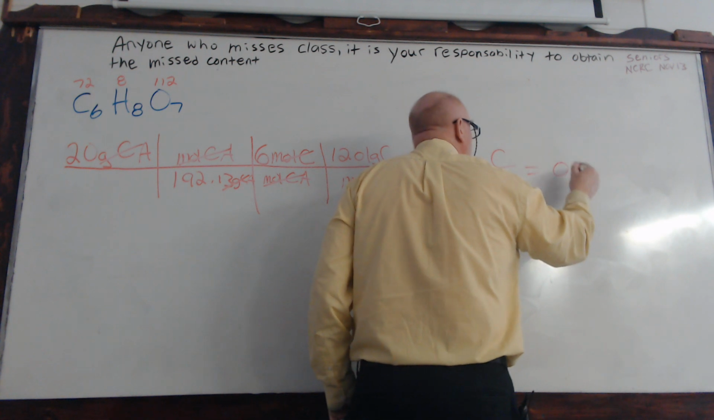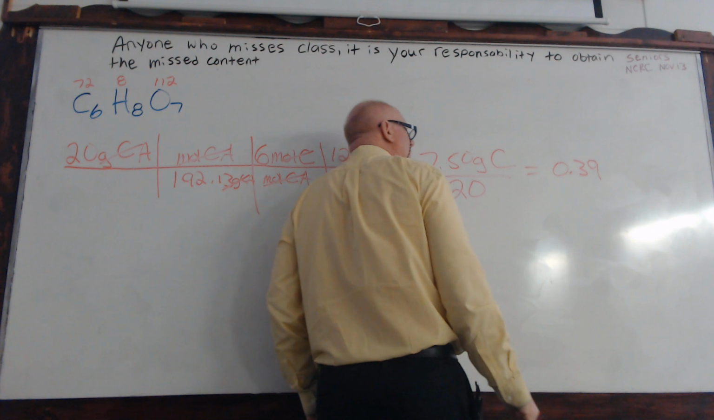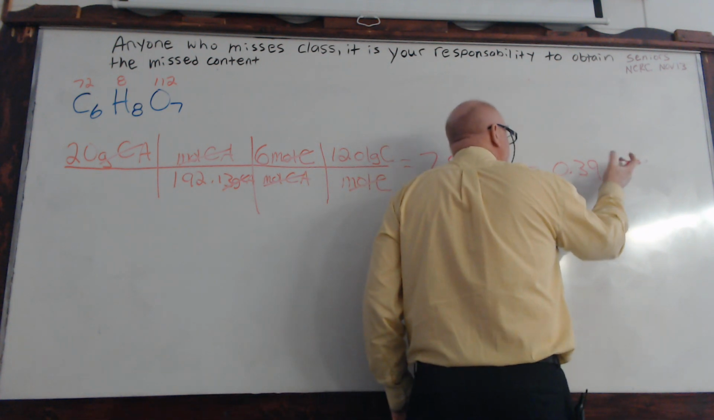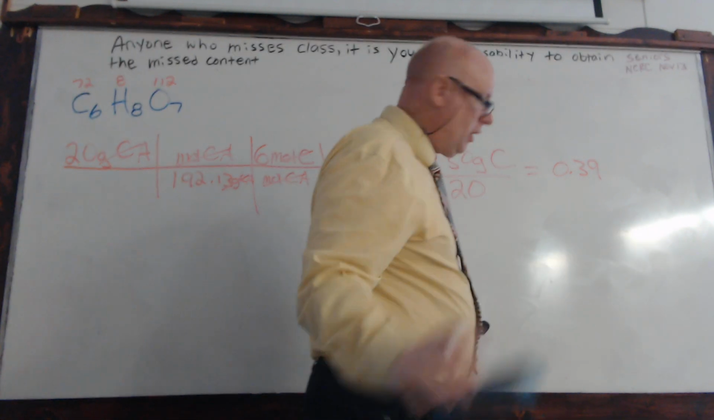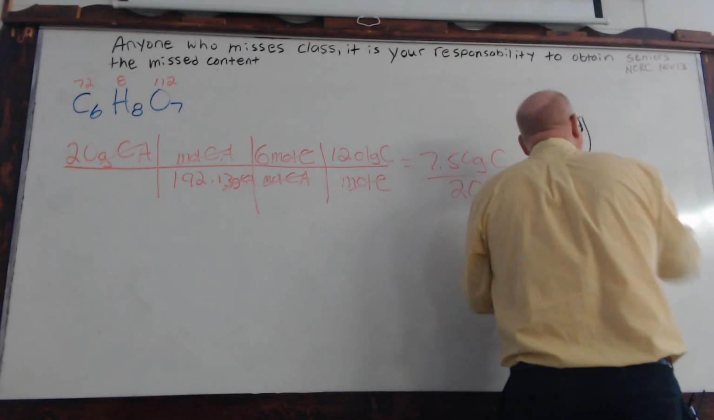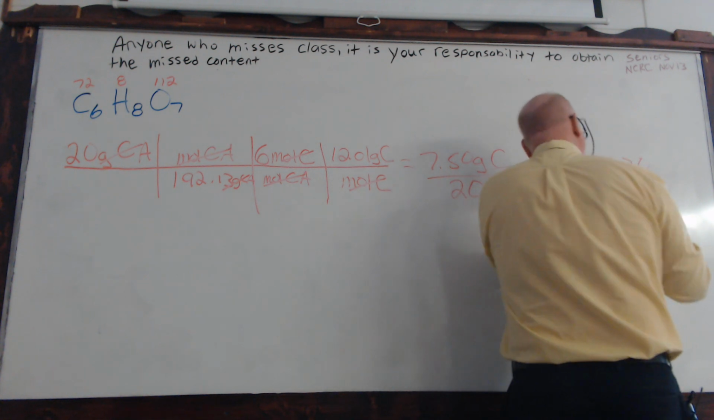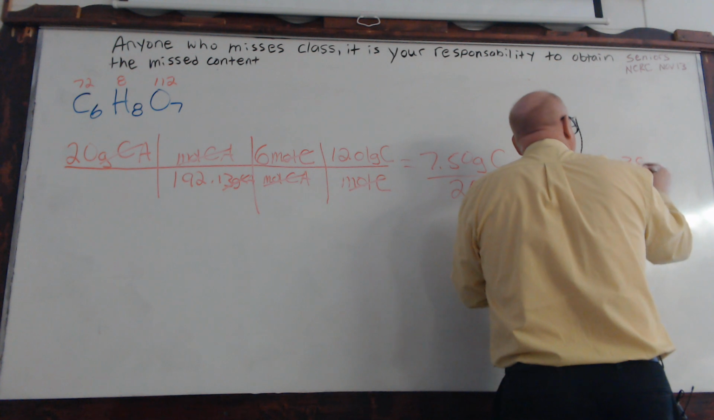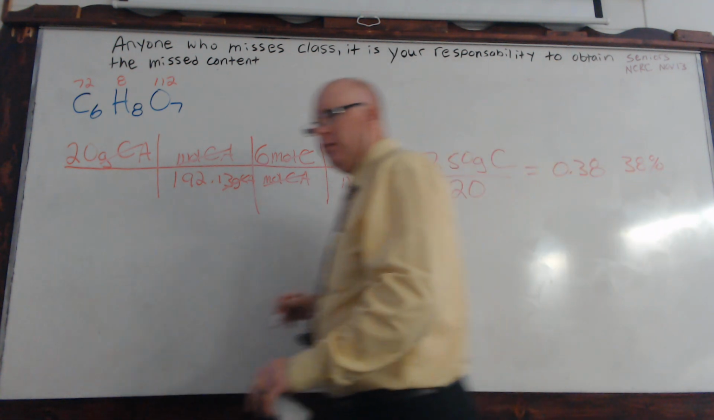0.38. Okay, so it comes out to 0.38 something. It actually just rounds up to 8. Oh, 37.5. Okay, that would be 0.38, which means 38%. 38% of this is carbon.